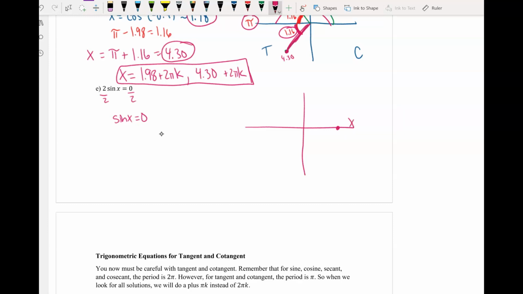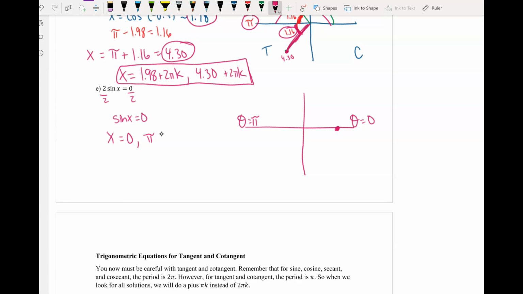At x equals 0, let me just write theta. At theta equals 0, and also at theta equals pi. That's when it equals 0. And we want all solutions, okay? So the answers are 0 and pi. So let's take a look at this. So there's 2 ways that you can do this.